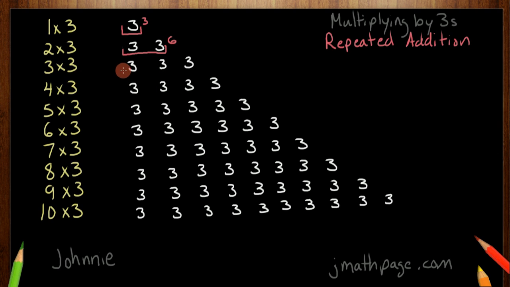3 times 3. Let's see, I've got all 3 here. They have to be added together. I know that these two together make 6. Let's add the next one on. 6, 7, 8, and 9. So these all add up to 9. 4 times 3. Let's put them all together. I know that these add up to 9. Let's add on 9, 10, 11, 12.